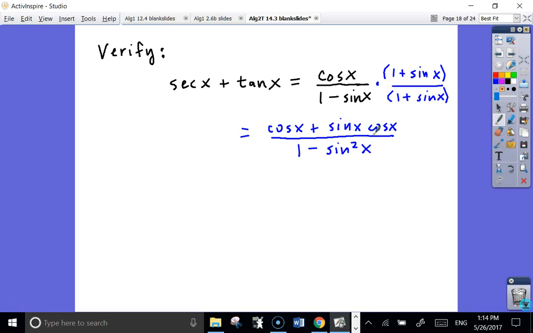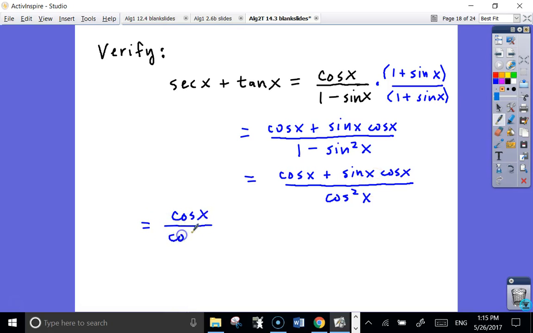Now I can substitute 1 minus sine squared is cosine squared. So I do this. This is cosine x plus sine x cosine x divided by cosine squared x. And now I can split this into two different terms. This is going to be cosine x over cosine squared x plus sine x cosine x over cosine squared x.